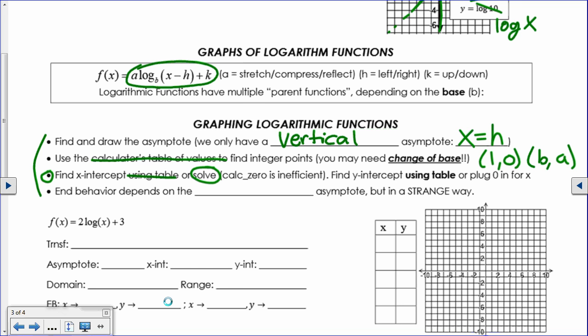Okay? So that's what we're going to practice here. We're going to use solving to find the x-intercept, and then instead of using the table again, we're going to plug 0 in for x to find the y-intercept. And I'll show you how to do that too. Very straightforward. You just type in numbers into your calculator. And then the end behavior is going to depend on the vertical asymptote, but in a very strange way. And you will see once we get to another example.